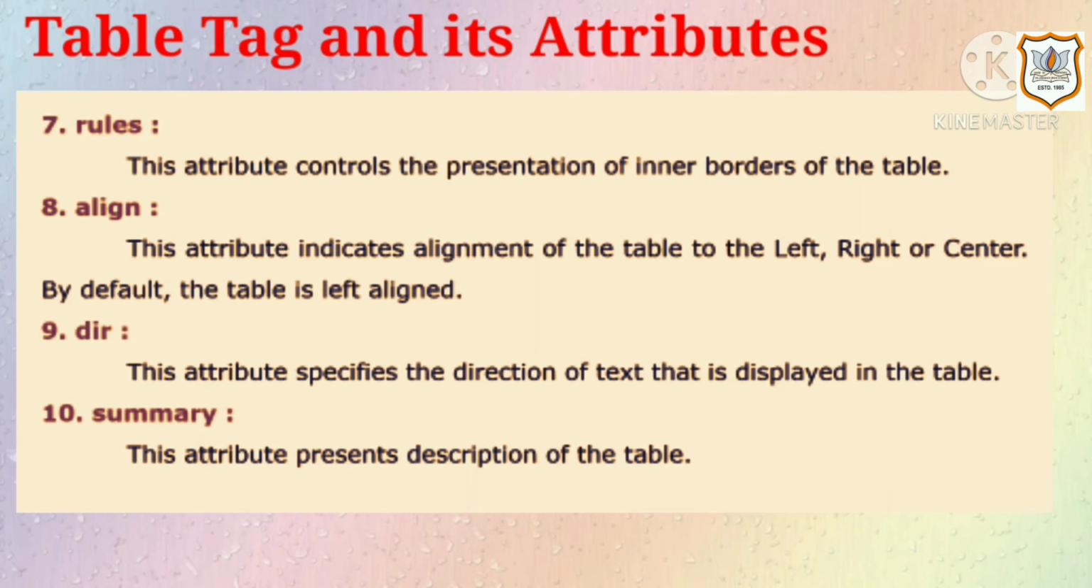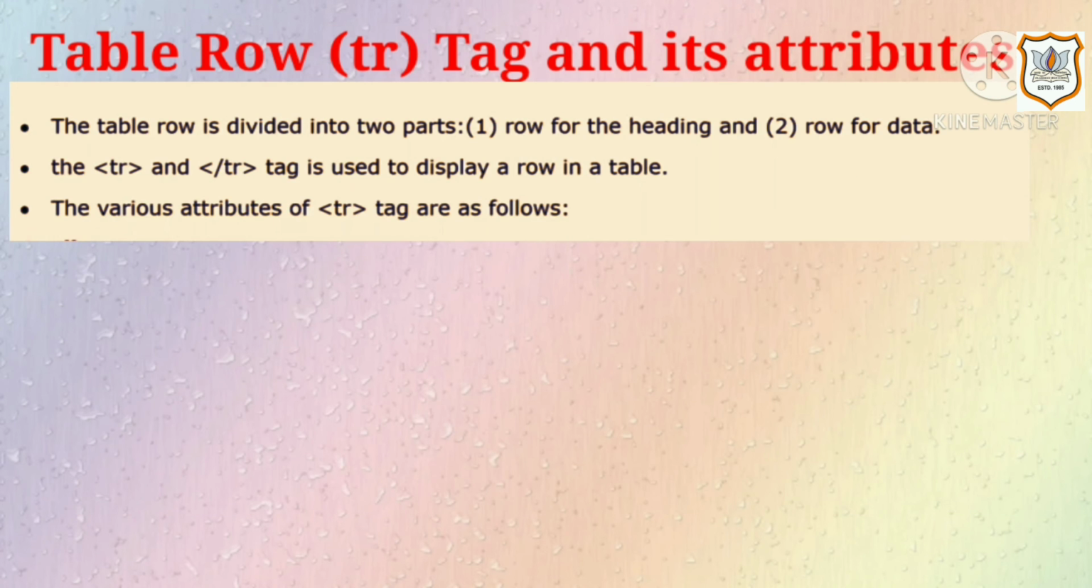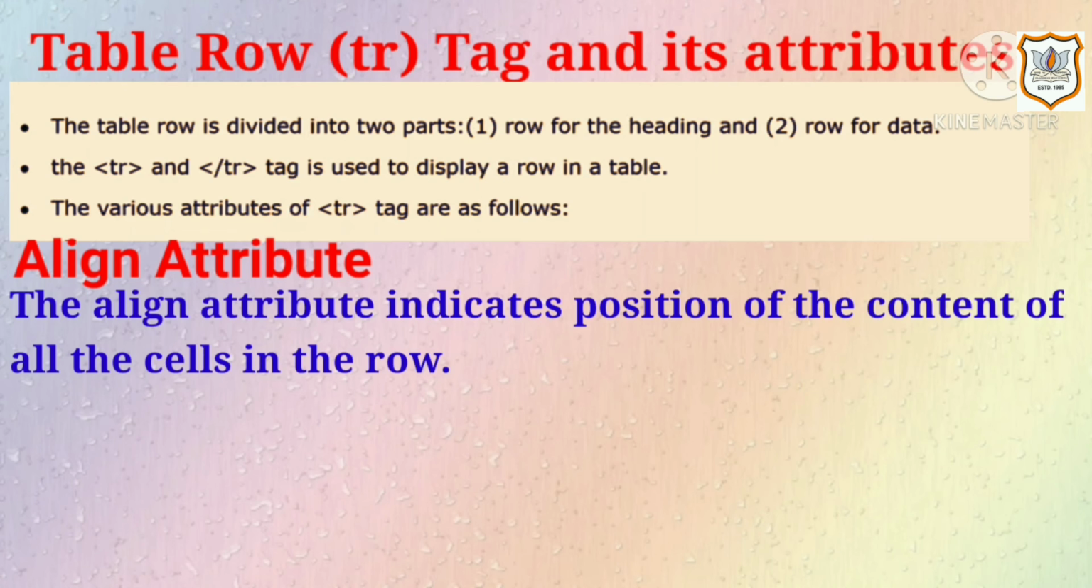Next one is dir. Dir attribute specifies the direction of the text that is displayed in the table. Next attribute is summary. Summary attribute presents description of the table. Next one is table row, TR tag and its attribute. The table row is divided into two parts. First one, row for the heading and the second one, row for data.